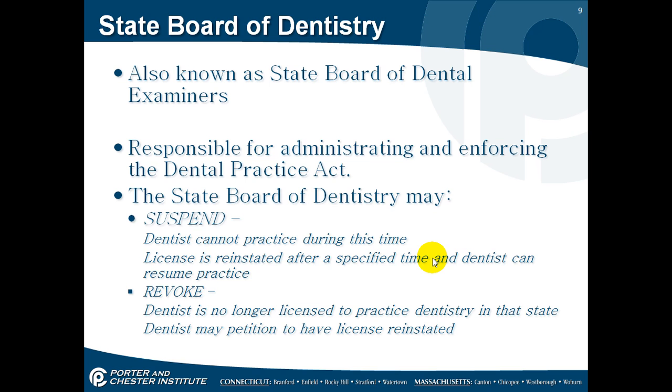The State Board of Dentistry is also known as the State Board of Dental Examiners. It is responsible for administering and enforcing the Dental Practice Act, and it can suspend or revoke the dentist's license. Dental assistants don't, well, in the state of Mass they have a license, but like a hygienist can have a license that can be taken away. Suspended means we're going to take it away for a certain amount of time and see if you really did that, and revoked means you no longer have that license.